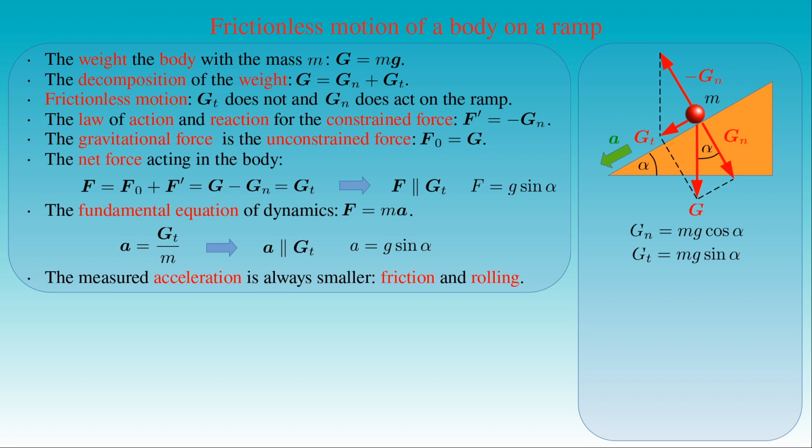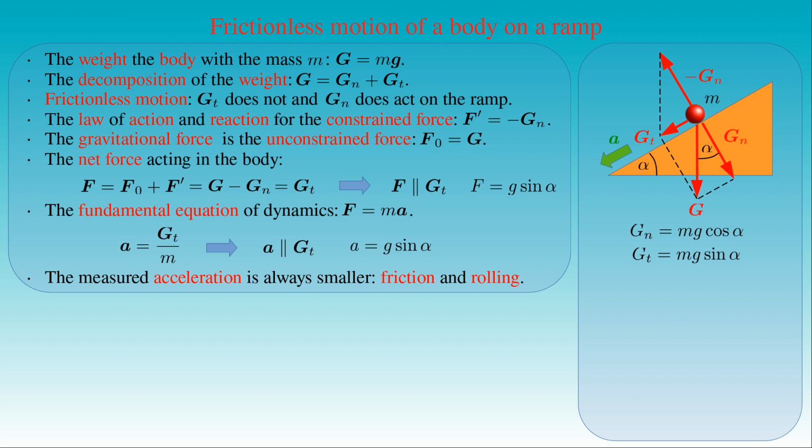Since the frictionless motion is an idealized model, the friction between a sliding body and the surface of the ramp reduces the magnitude of the acceleration of the body. Similarly, since bodies have extension and shape, in the case of rolling balls, the rotation of the ball also reduces the magnitude of its acceleration.